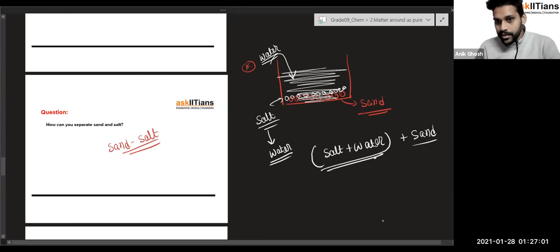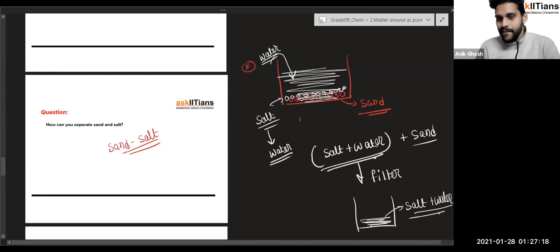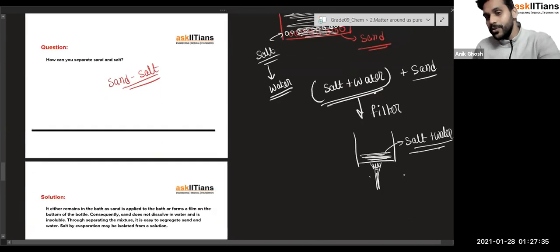You would have a beaker containing salt and water. And the first beaker would contain only sand. Okay. Now what would you do? To separate out the salt and water now, you'd heat it. Okay, you'd heat it. And if you heat it, then what would happen? The water would get evaporated.